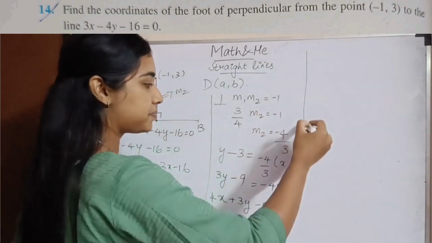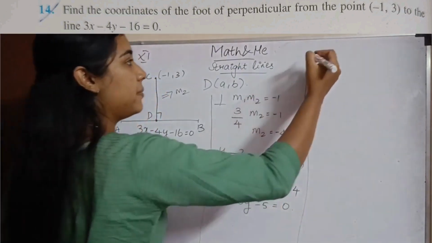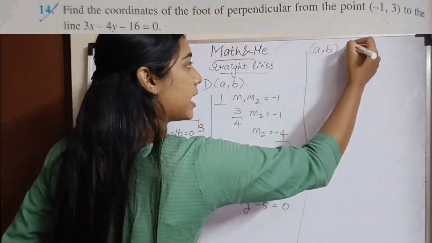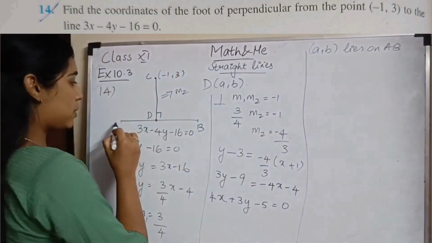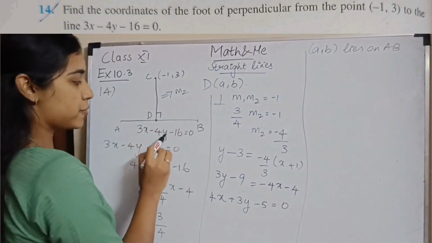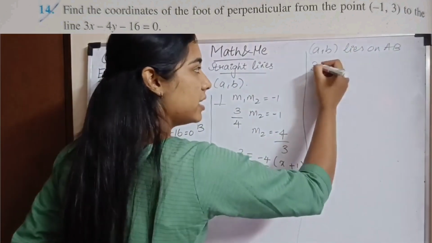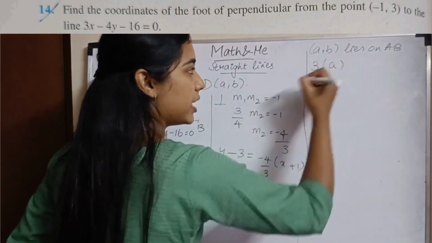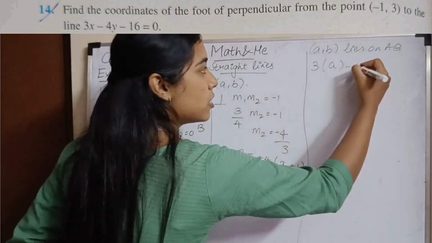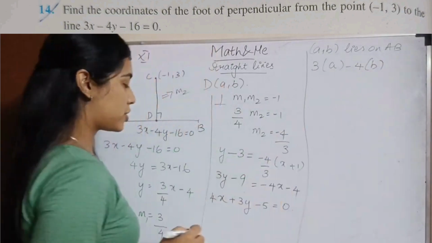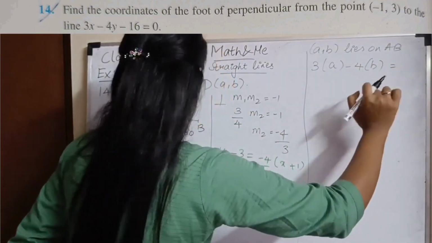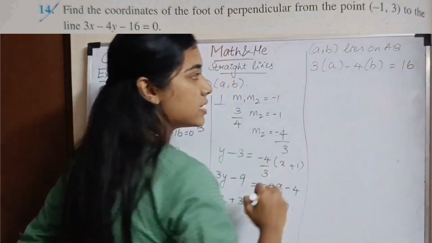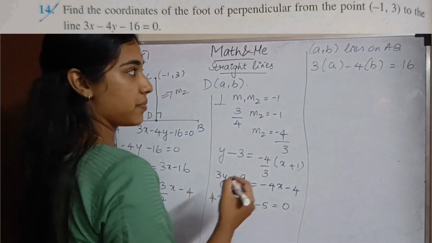So when A and B lies on AB, what is the equation of AB? 3x minus 4y minus 16. But instead of x, I'm going to substitute A, minus 4 times, instead of y, I'm going to substitute B, equals 16. So this is your first equation.